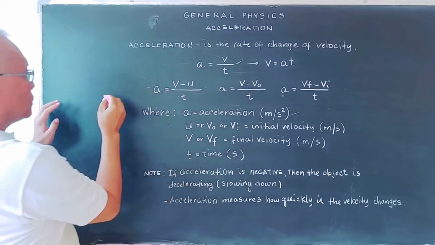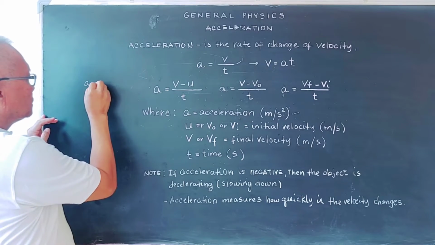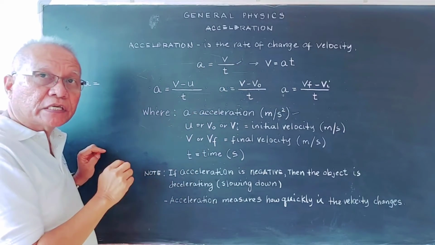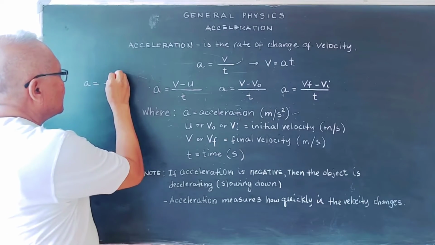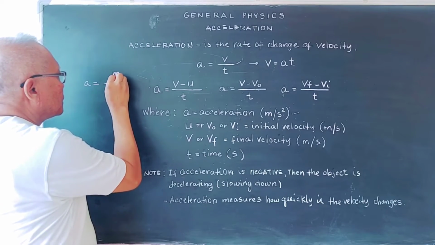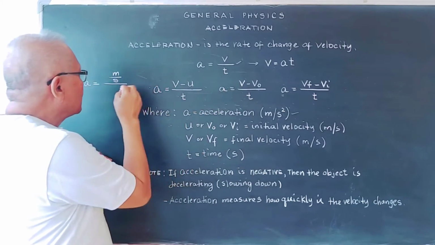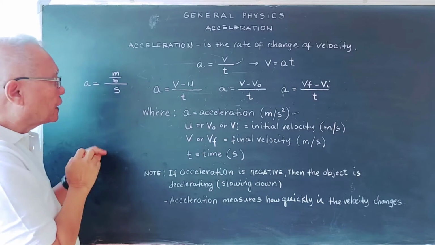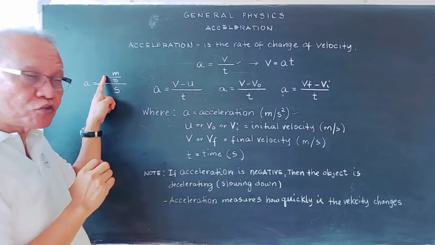So we have acceleration. For our acceleration, the unit of velocity is meter per second, divided by time, which is also second. This is division of fractions. How do we divide fractions?